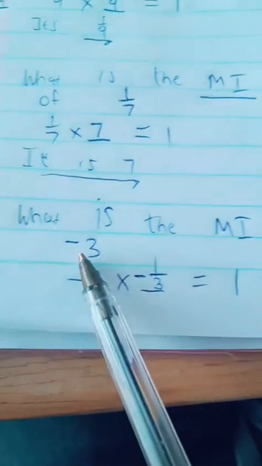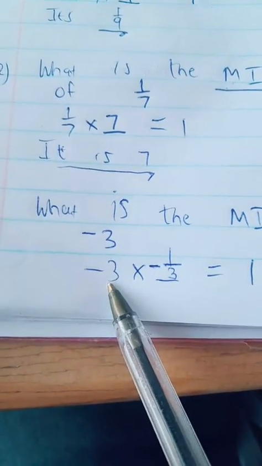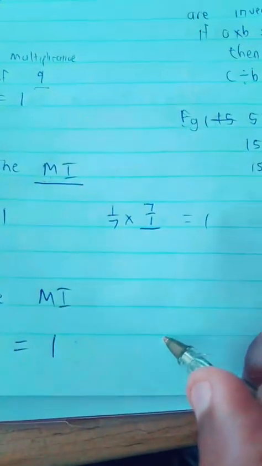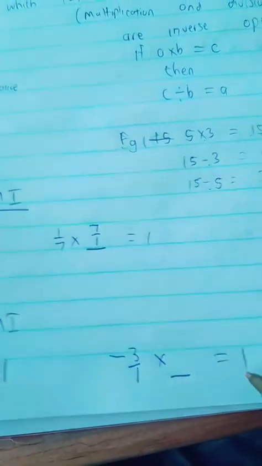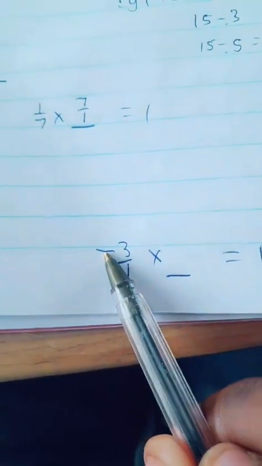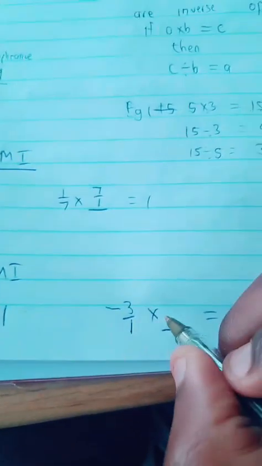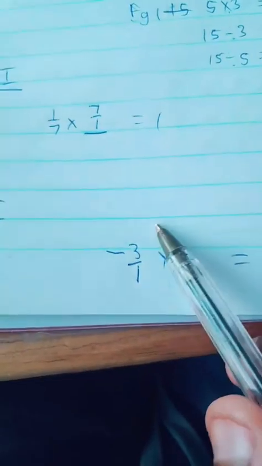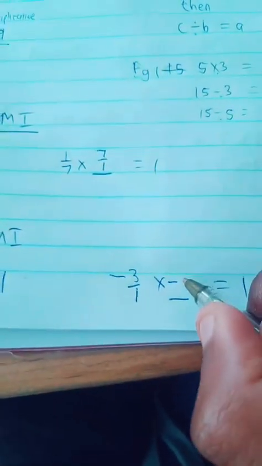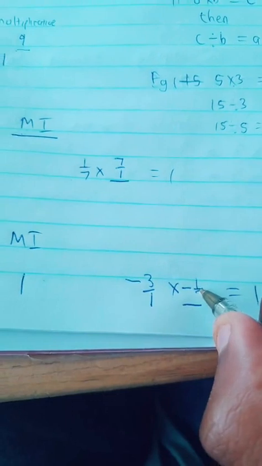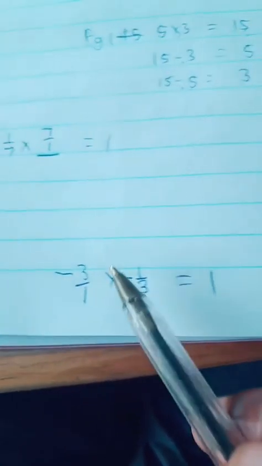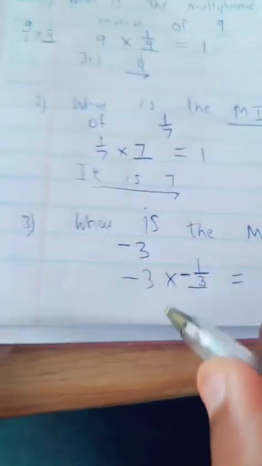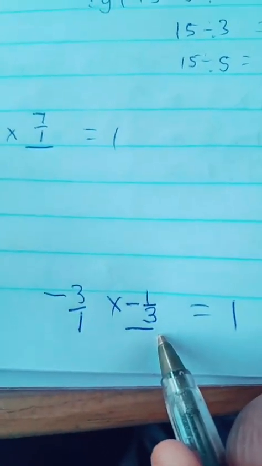Okay, this one, number 3, what is the multiplicative inverse of negative 3 over 1? All right, negative 3 can be written as negative 3 over 1 times what will give you 1. Now you have a negative sign. Negative times what will give you a positive? So the sign has to be negative. But then 3 over 1 can be written as your multiplicative inverse, numerator for the denominator, denominator for the numerator, negative 1 over 3. So the multiplicative inverse is negative 1 over 3.